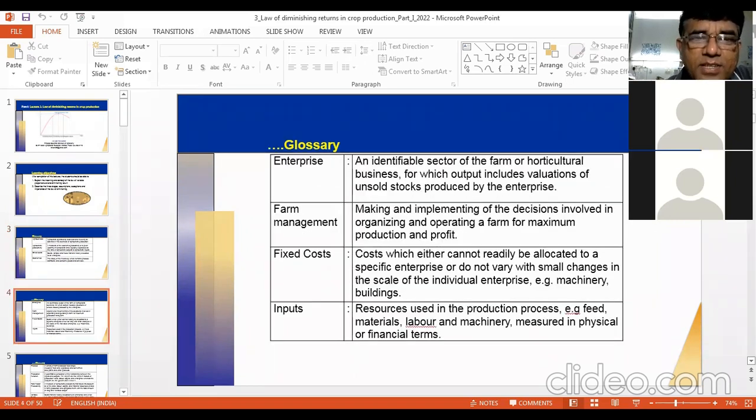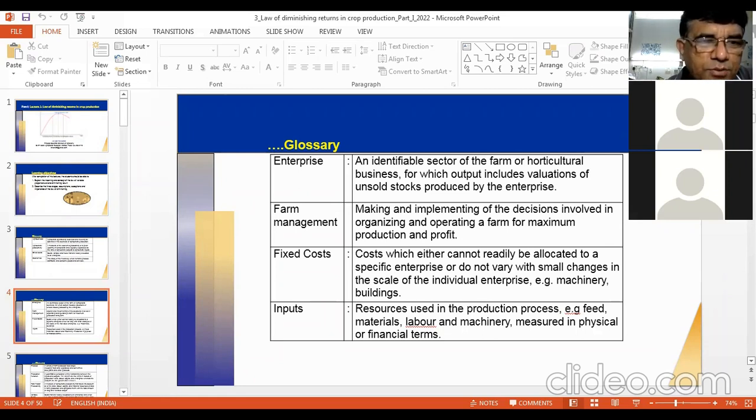Then enterprise. What is an enterprise? An identifiable sector of the farm or horticultural business for which output includes valuation of unsold stocks produced by the enterprise. This is with respect to agricultural enterprise. Farm management, making and implementing of the decisions involved in organizing and operating a farm for maximum production and profit. So here, the main goal of the farm management is to achieve maximum production and maximum profit.